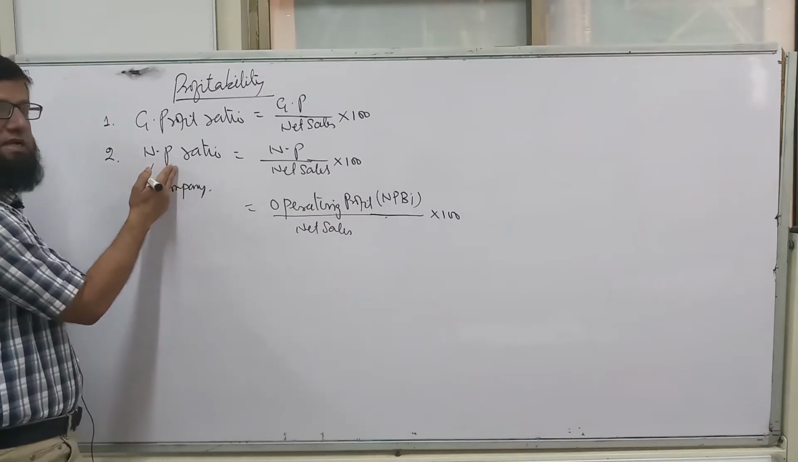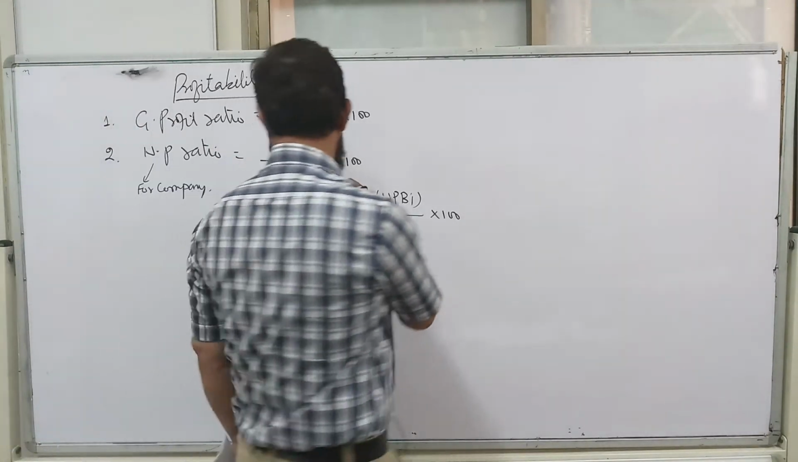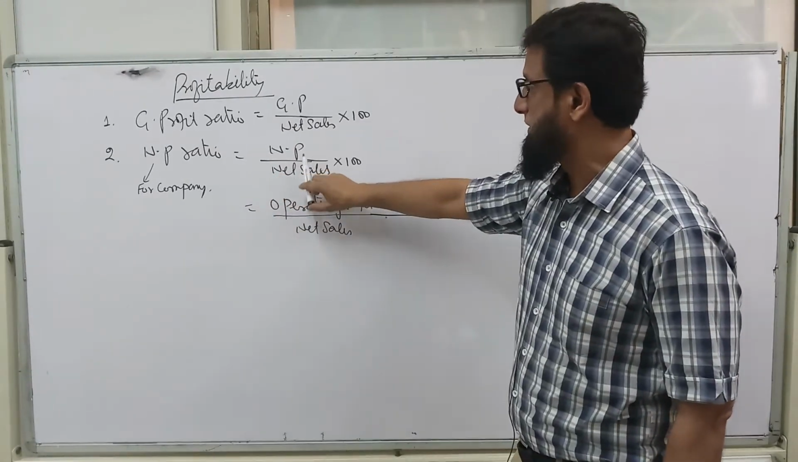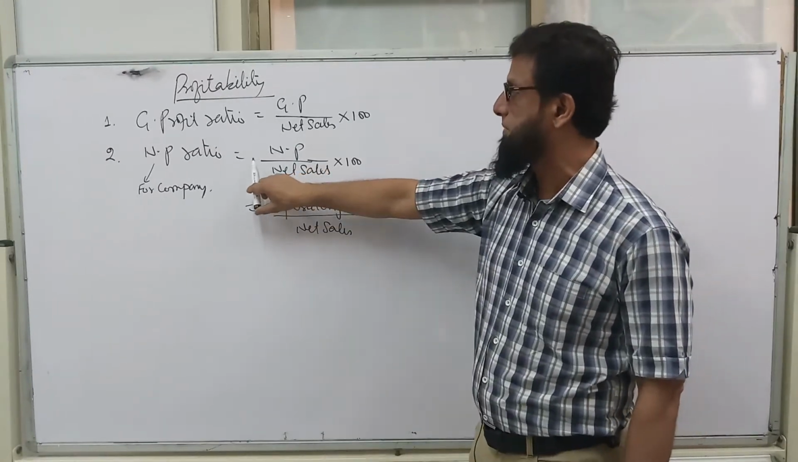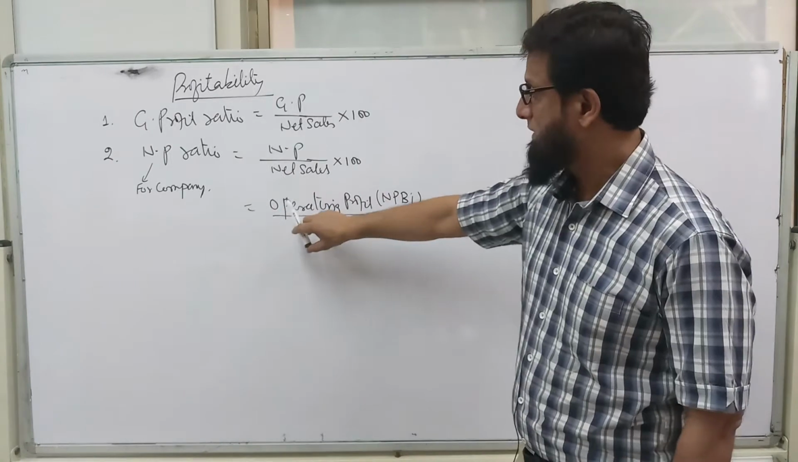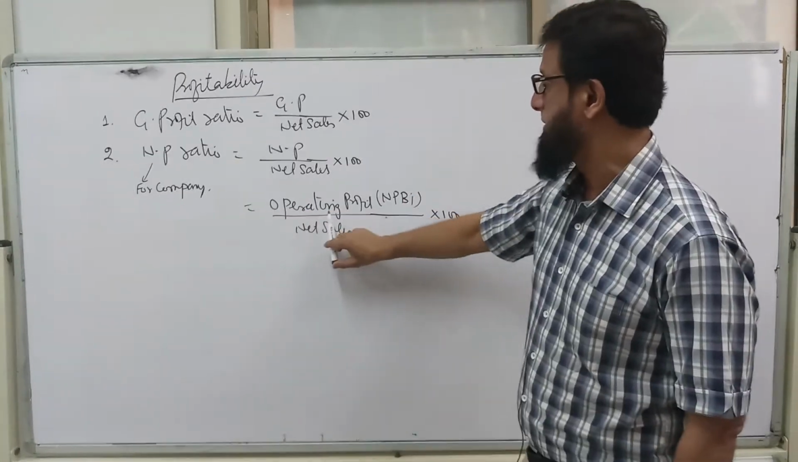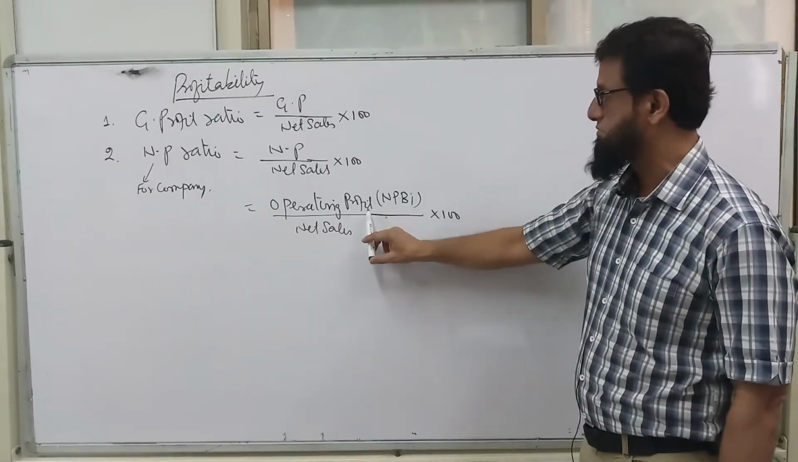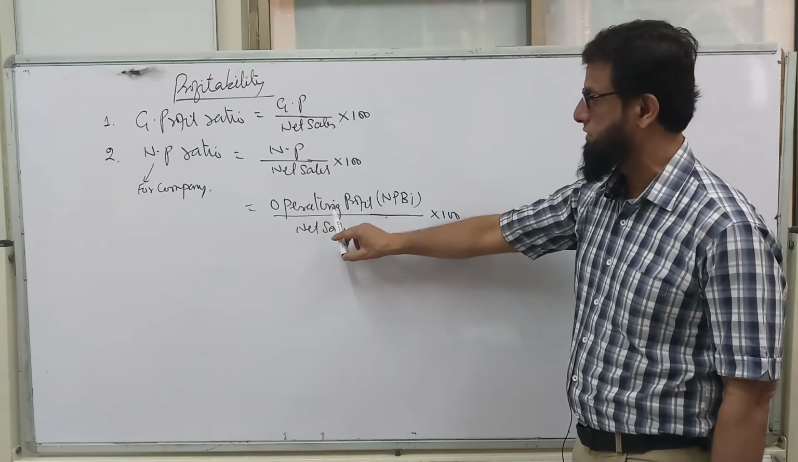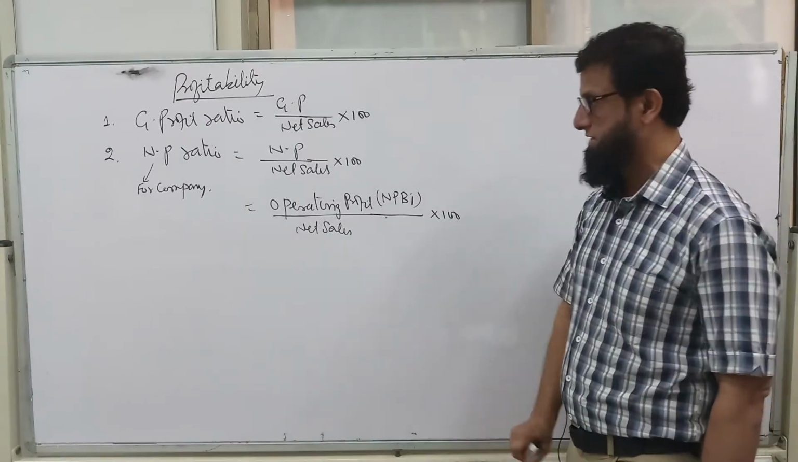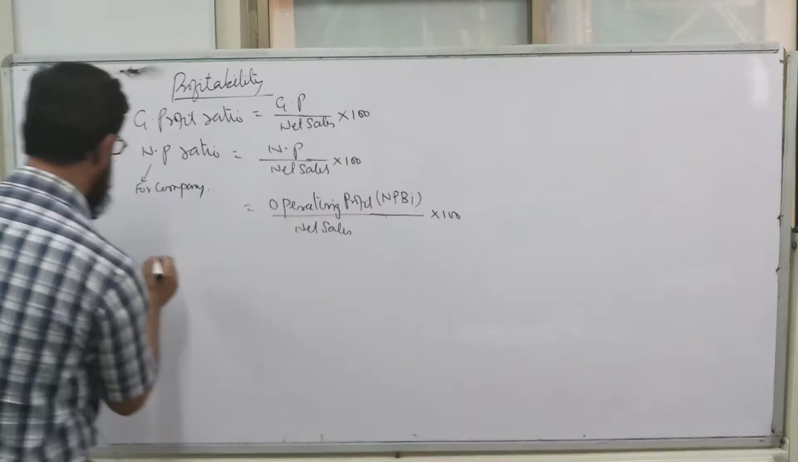It is also known as net profit to sales ratio. So net profit to sales ratio or net profit upon net sales, this formula you can apply for a sole trader, and for a company, this formula will be applicable by writing net profit before interest. This is also known as operating profit divided by net sales. We will practice a little in company.